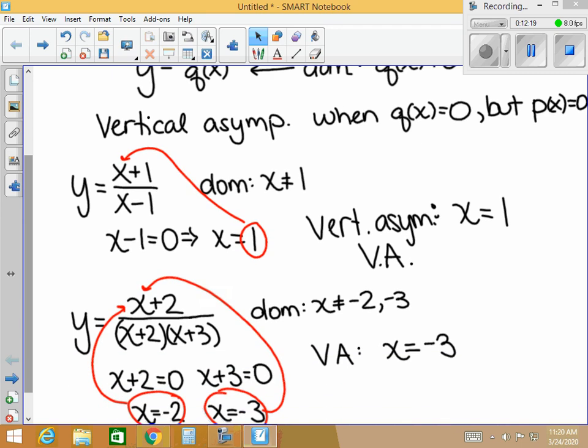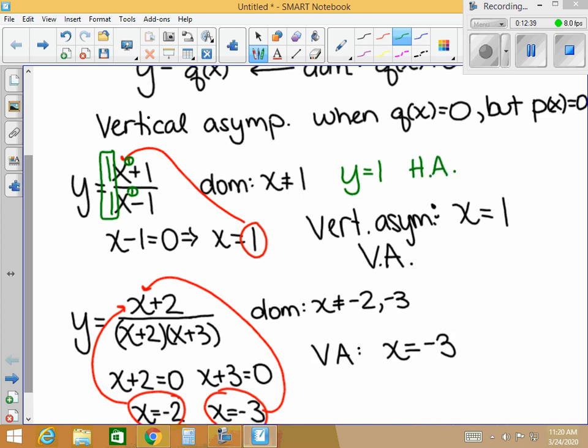So if I look at y equals (x plus 1) over (x minus 1), the degrees are the same. I have x to the 1st, top and bottom. That means if I look at the numbers out in front, the leading coefficients, I would say y equals 1 is my horizontal asymptote.